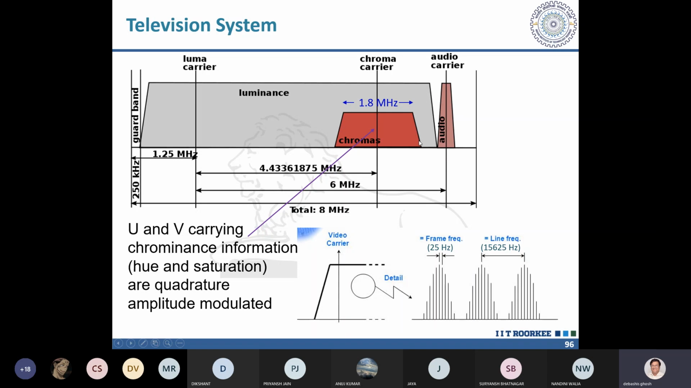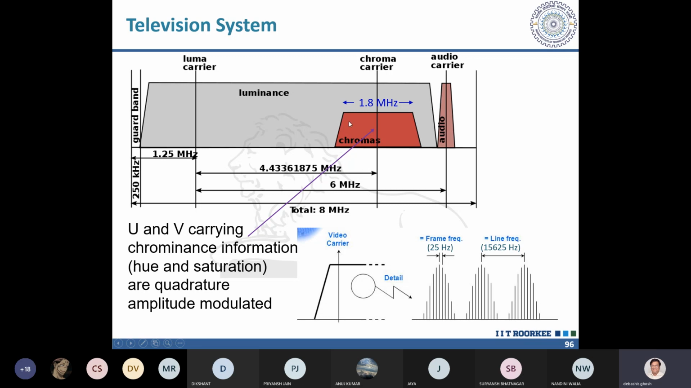Now the question comes: are they overlapping? It's not so, because if you look more closely at this Y signal, I have given a closer look at this. The spectrum is like this. There are some gaps in between. That is because of the lines and all these things. You have frame rate, you have line rate. Because of that, the spectrum is not so continuous. It is a bit discrete, with some gaps in between.